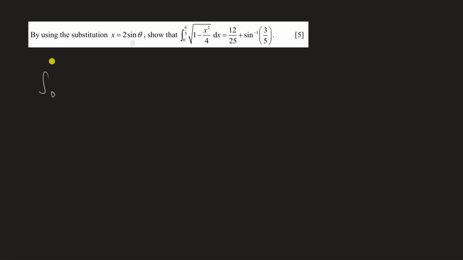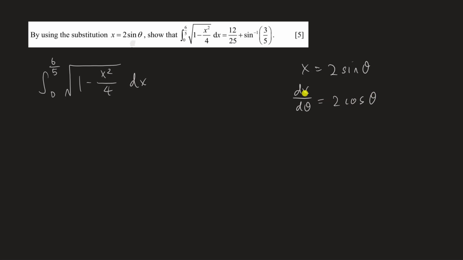Integration from 0 to 6 over 5 of root 1 minus x squared over 4 dx. Three things we need to change: boundaries, content, and dx. First of all, let's start off with this. X equals to 2 sine theta. Dx d theta would be 2 cos theta. And dx here would be 2 cos theta d theta.